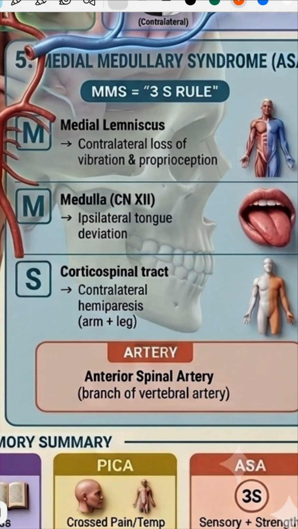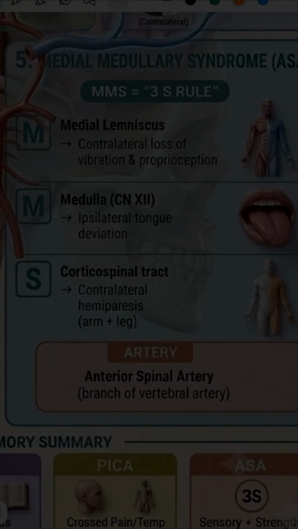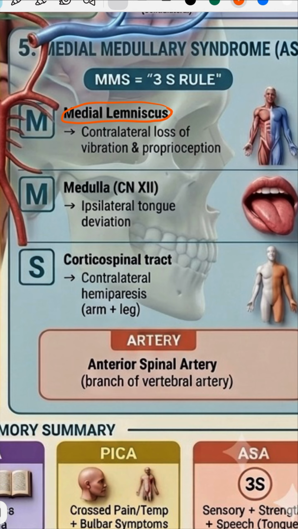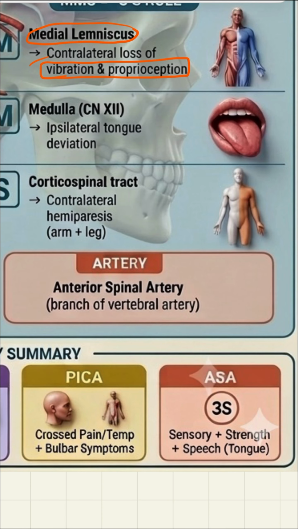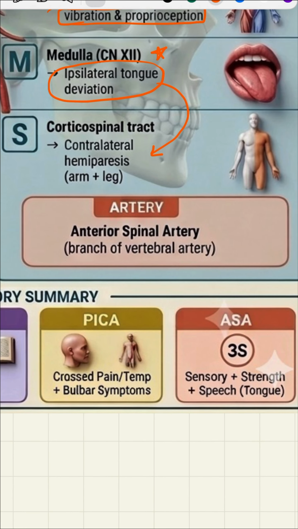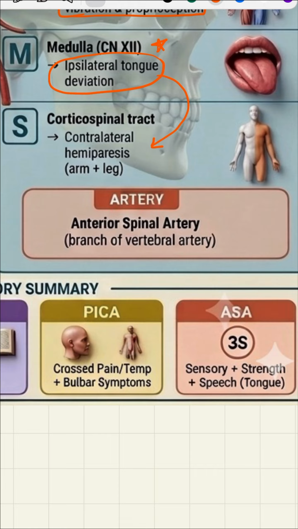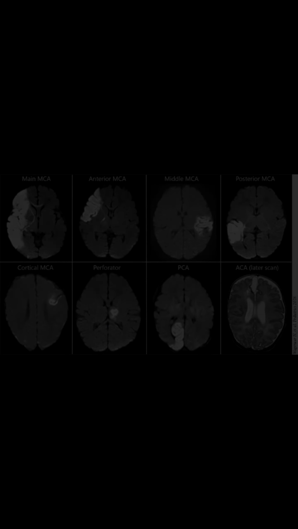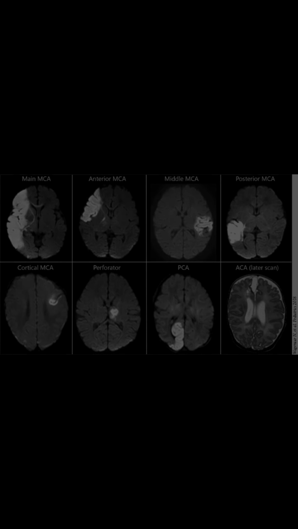The last one in stroke localization for your exam is medial medullary syndrome. In medial medullary syndrome, involvement of the medial lemniscus is seen, hence the patient presents to you with contralateral loss of vibration and proprioception because of involvement of the dorsal column tracts or the posterior tracts. Patient presents to you with ipsilateral deviation of tongue. Then also the patient presents with involvement of the corticospinal tract resulting in contralateral hemiparesis. It's not plegia, it's paresis. This is also important. So here the artery involved is the anterior spinal artery.